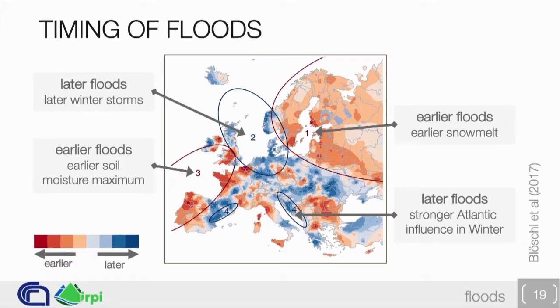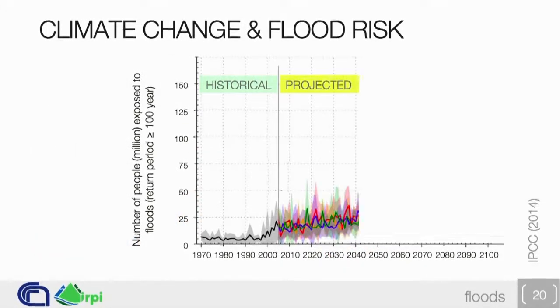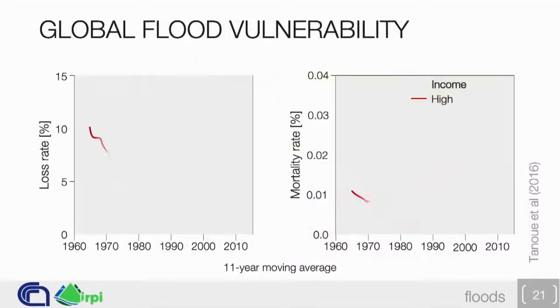Later floods around the North Sea are due to later winter storms, and around the Mediterranean to a stronger Atlantic influence in the winter and the early spring. A few studies have investigated the impact of floods on population, which is very important, and the IPCC, for example, projects that the population exposed to floods is expected to increase globally, even if the variations in the estimates are, I would say, necessarily large.